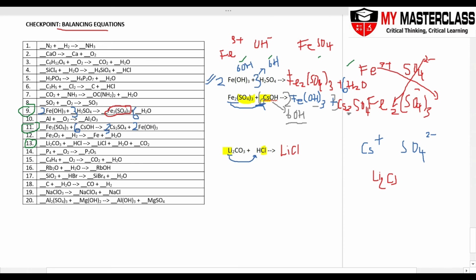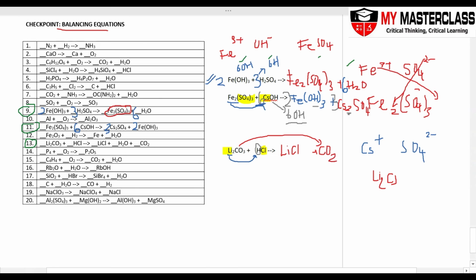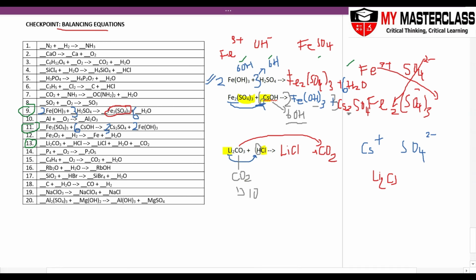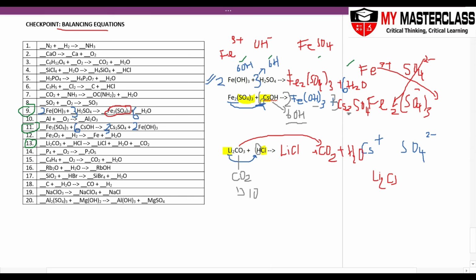The next thing you have to know is when you see a carbonate, it's going to give carbon dioxide. It is always true, it will give me carbon dioxide. And what is left behind? I'm only left with H. But CO3 becomes CO2, so that's one O left. So H and O must form H2O. It is always true, don't count how many first. The balancing part will balance it up.